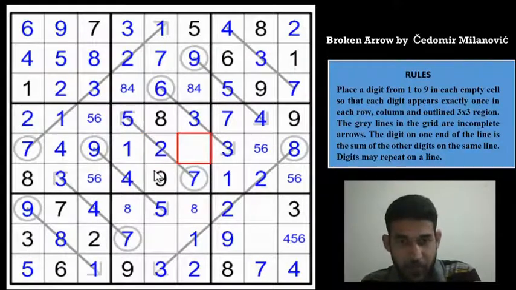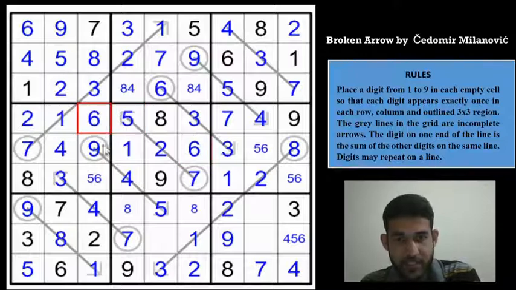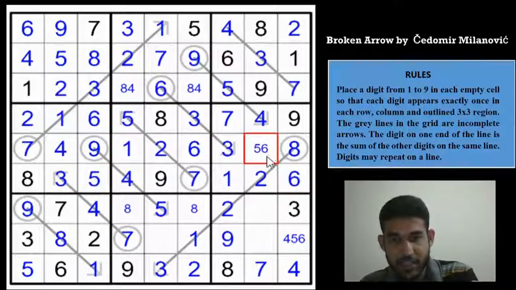And we can complete box 5 now. So this would have to be a 6, right? And this 5 gives us a 6 and a 5 here. Gives us a 6 and a 5 here. And finishes off column 9 now.